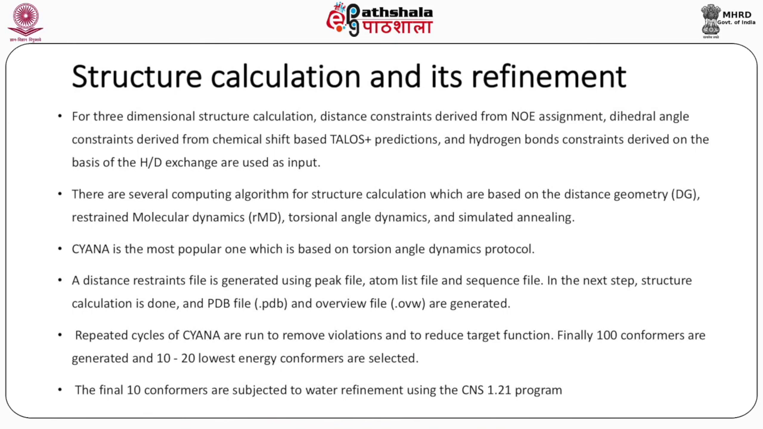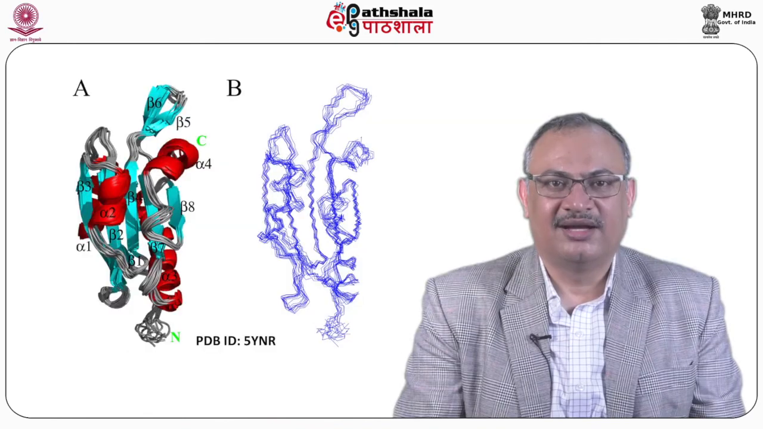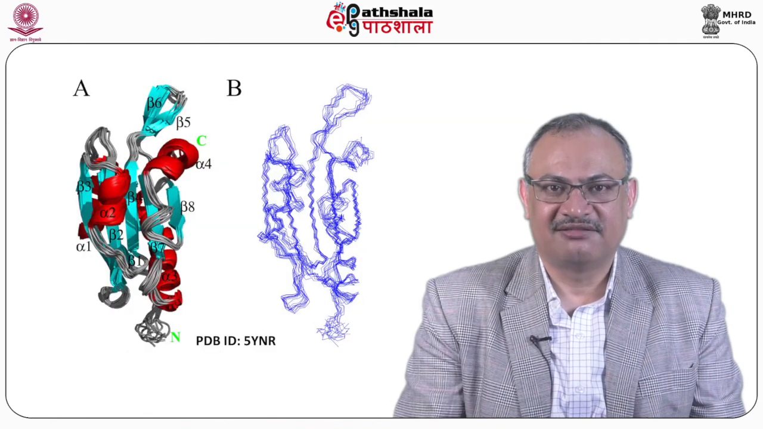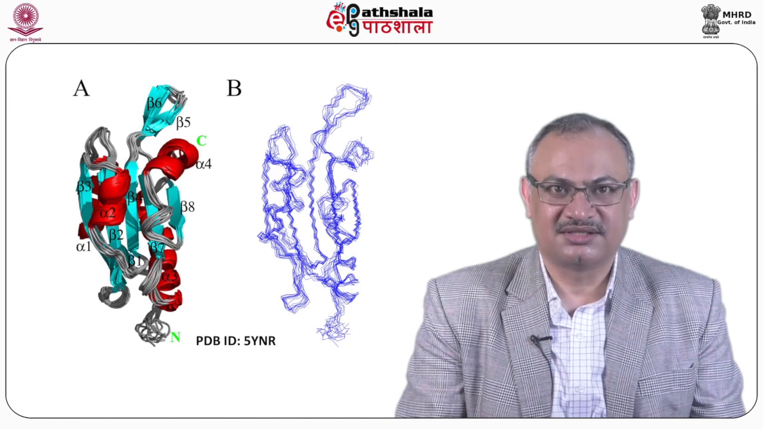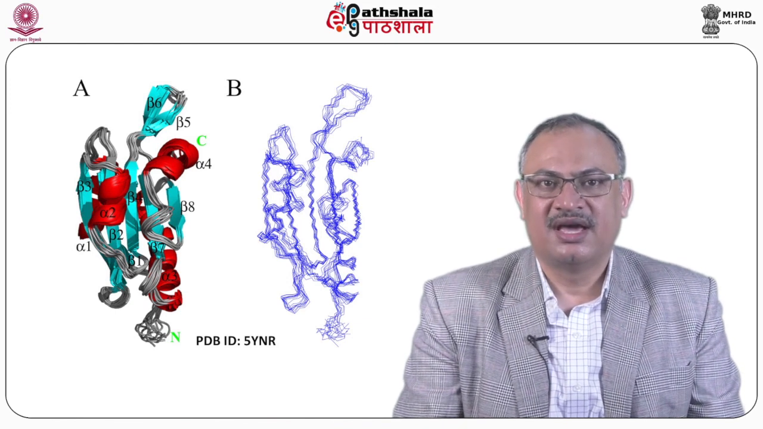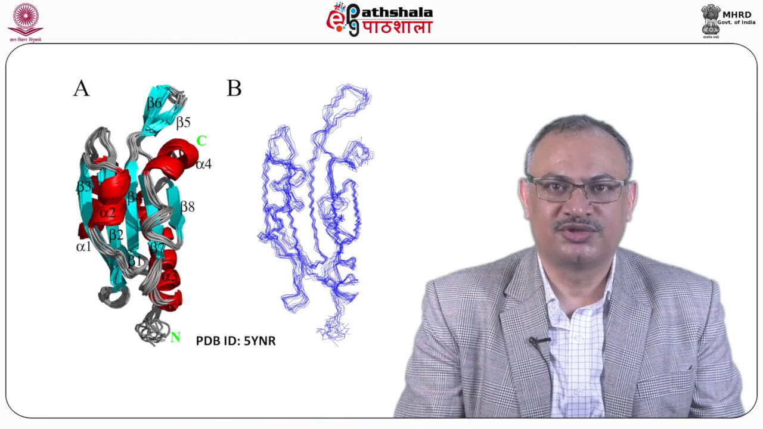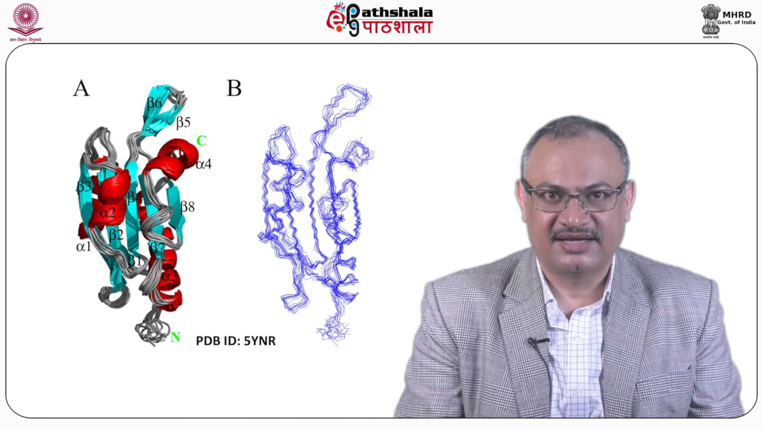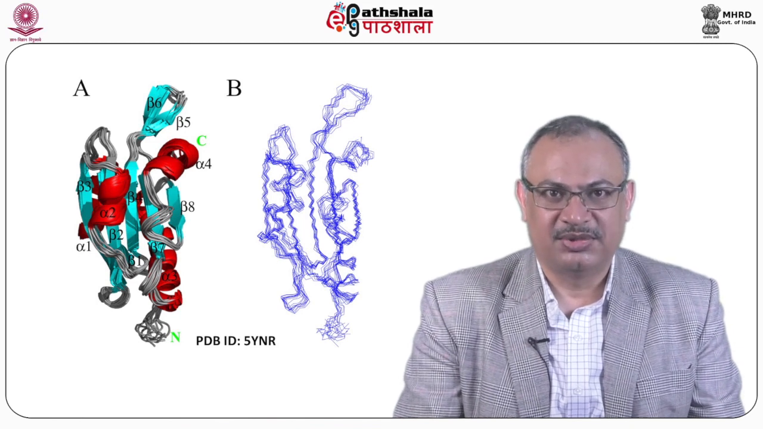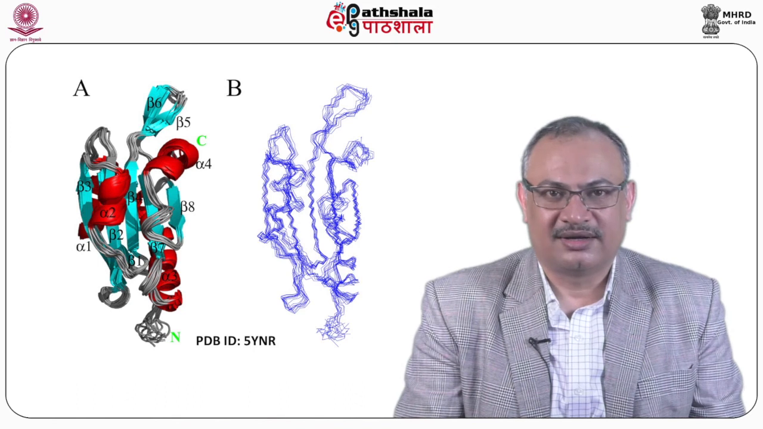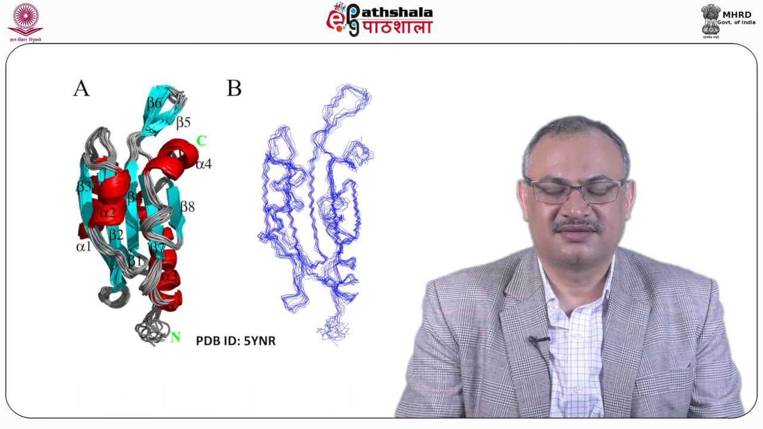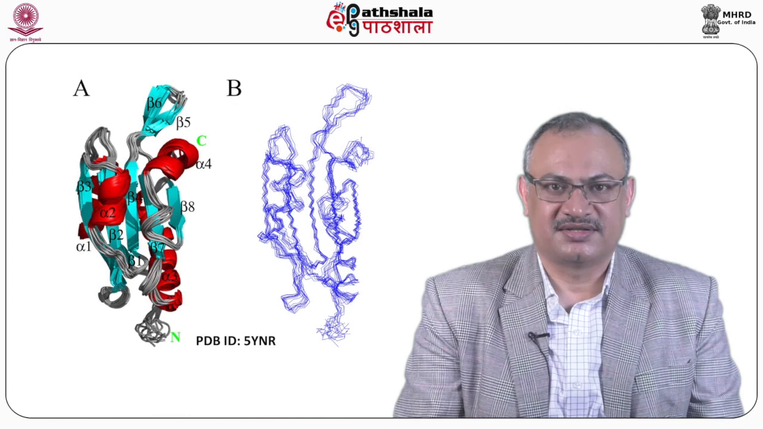The final 10 conformers are subjected to explicit water refinement using the CNS 1.21 program. Doing all this process, we arrive at an ensemble of structures representing the NMR solution structure of C. elegans GMF, shown in the figure as A and also as B. In A it is shown as a ribbon diagram, and in B it is shown as the backbone traces.